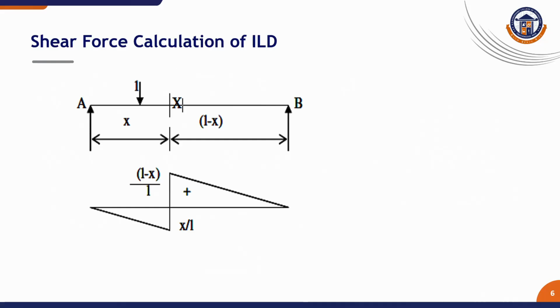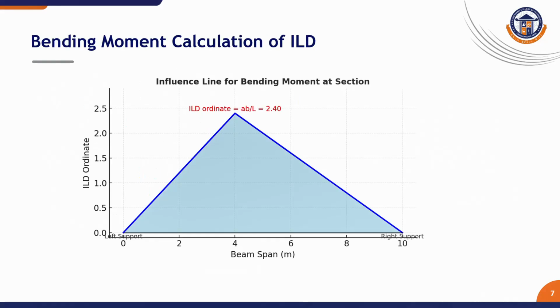The resulting diagram will typically show a discontinuity at the section C itself. When the load is to the left of C, the shear force is positive. The moment the load passes to the right of C, the shear force becomes negative. The diagram provides the complete visual history of the shear force at C for the moving load. Similarly, for a bending moment, the ILD for the section shows how the moment at the section varies with the load position.